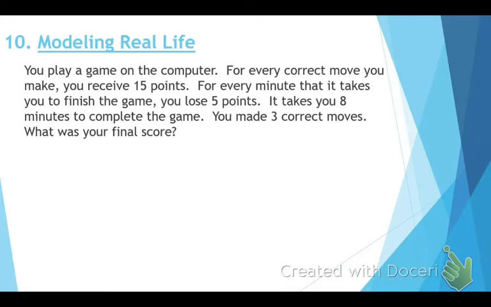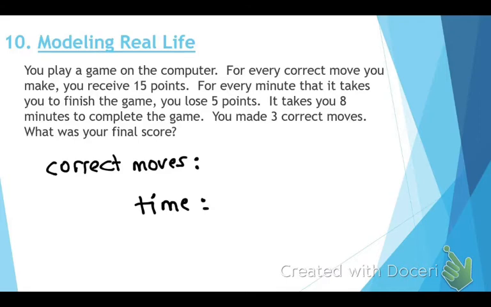For this modeling real life, you are playing a game on the computer. For every correct move, you get 15 points. For every minute it takes you to finish the game, you lose 5 points. It takes you 8 minutes to complete the game, and you made it in 3 correct moves. I want to know what your final score was. There's 2 things you should take into consideration. Your correct moves and your what? And your time. Use this information to help you organize how many points your final score was.